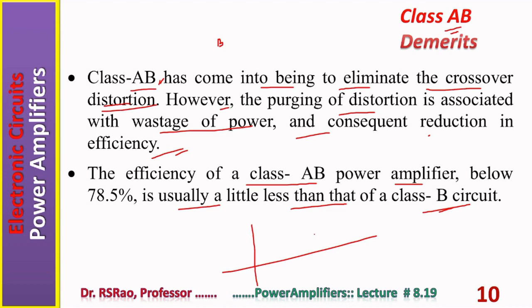As already mentioned, class A means here, class B means here, class AB is here. Operating point is in between A and B. When operation is class B, it is 78.5%. Class AB means efficiency comes down. Distortion comes down, efficiency also comes down as you move from B to AB.